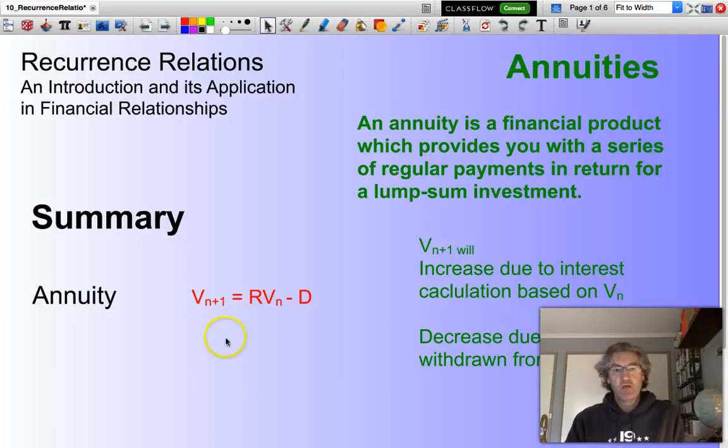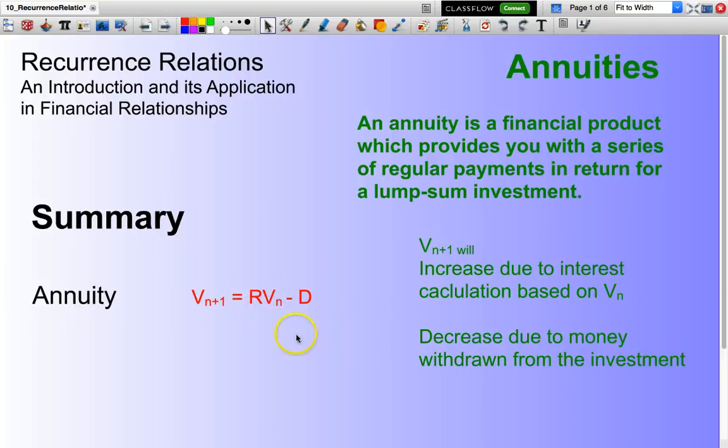The recurrence relation, the value of our next term, equals R V N minus D. It will increase due to the interest calculation based on the value of V N, and it will decrease due to money being withdrawn from the investment.